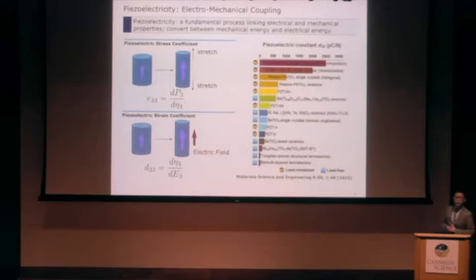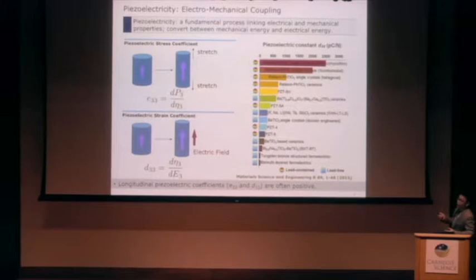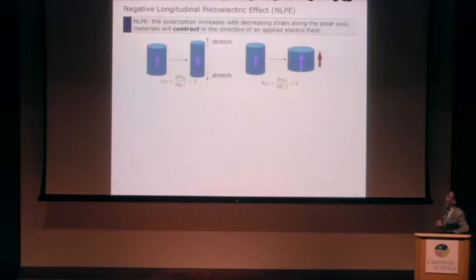Developing better piezoelectrics with larger d33 and e33 is an active, ongoing research area, and there are a lot of good reasons for that. We sort of take it for granted that e33 and d33 are positive, because for all the materials we care about or have studied, d33 is positive. But these two piezoelectric coefficients can be negative, and this is called a negative longitudinal piezoelectric effect.